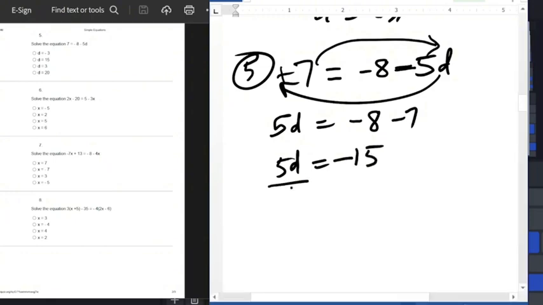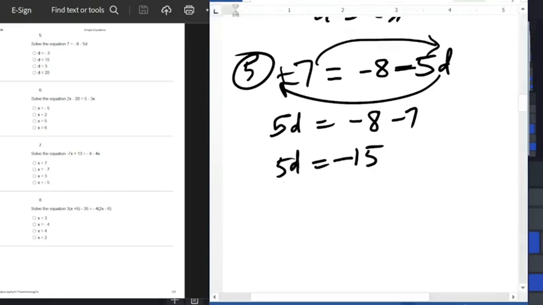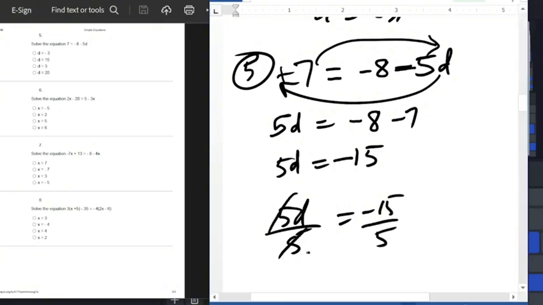You can then divide both sides by 5. So that means 5d divided by 5 equals to minus 15 divided by 5. This cancels this. Then d equals to minus 3. And that's question number 5. Option A is the answer.